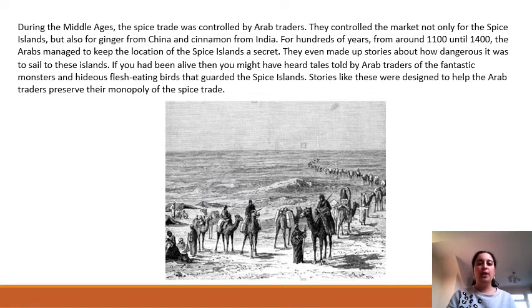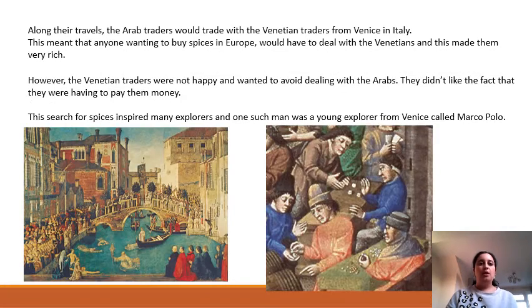So pause the video here and make some key notes about some of that information, particularly about the fact that the Arabs used to tell stories in order to stop people from going to the Spice Islands themselves. So along their travels, the Arab traders would trade with Venetian traders from Venice in Italy.